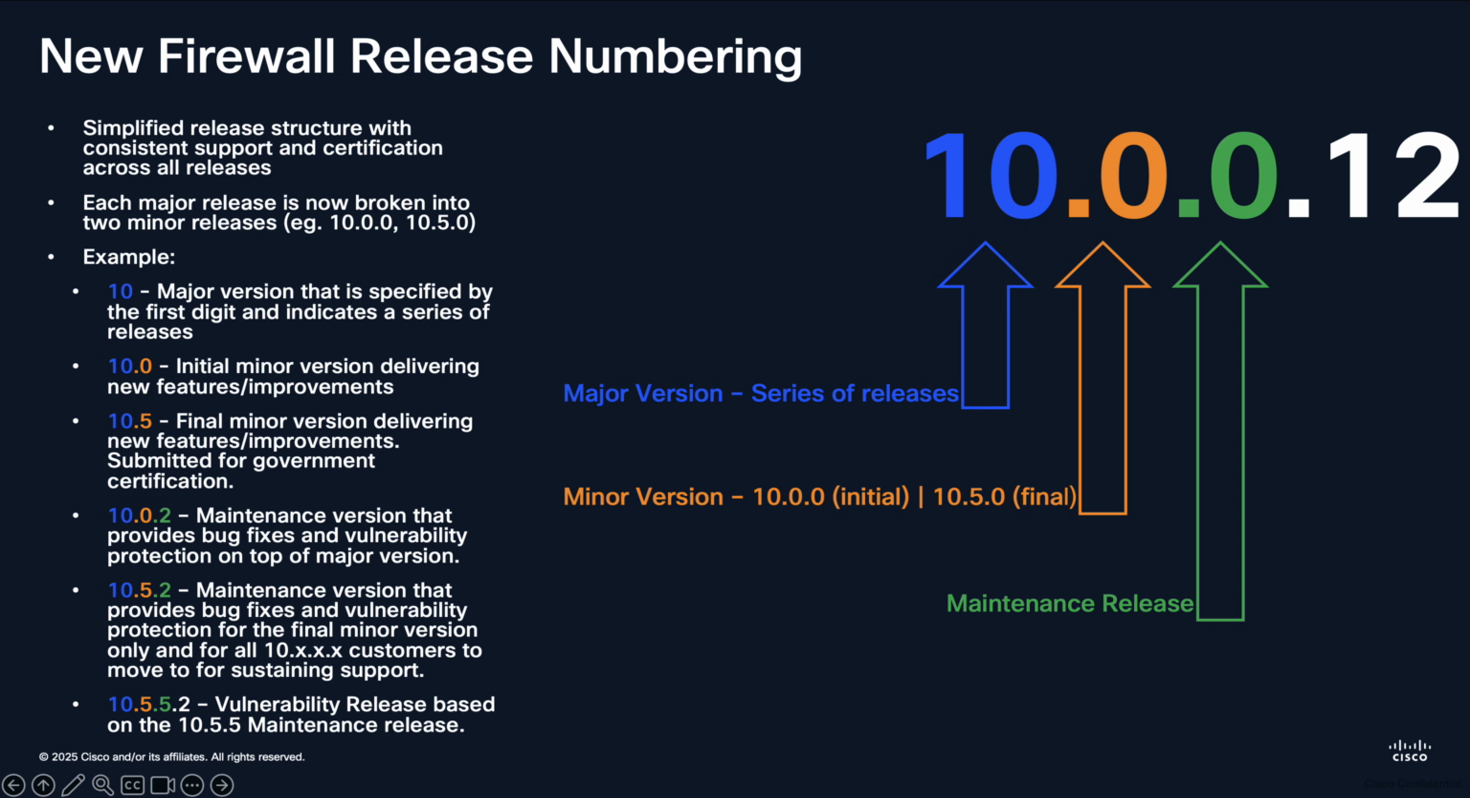Working through the different coloring, in blue, the first digit represents the major version or series of releases. In our case, 10.0.0. So again, the initial release is 10.0.0, and the final release in the series is 10.5.0, which would deliver the final new features and be the release submitted for government certification. Now, when we move into the maintenance release, think of this as just your standard MR release, providing bug fixes and vulnerability protection on top of that major release.